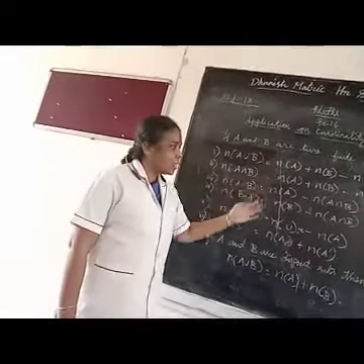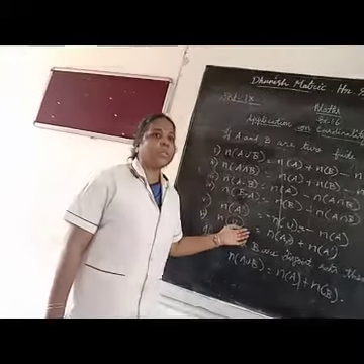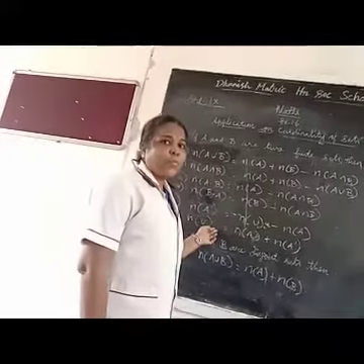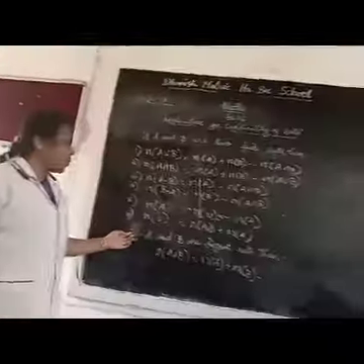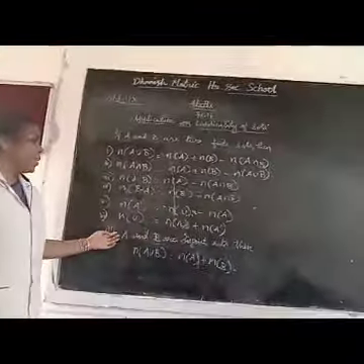Please learn all these formulas. It's very important to do exercise 1.6. Now suppose A and B are disjoint sets, then n of A union B is equal to n of A plus n of B. Now let's continue with the sums.